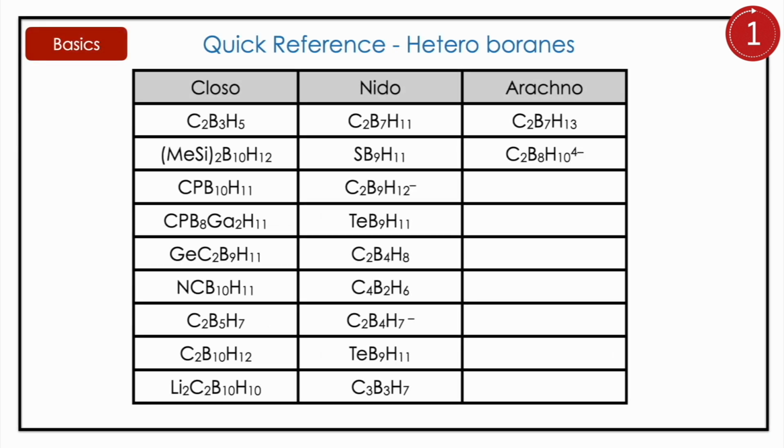The second library we are seeing here is heteroboranes. Heteroborane means borane with a heteroatom: carbon, phosphorus, germanium, nitrogen, tellurium, sulfur, and so on. So this also will help you to solve problems by yourself. So make use of it.